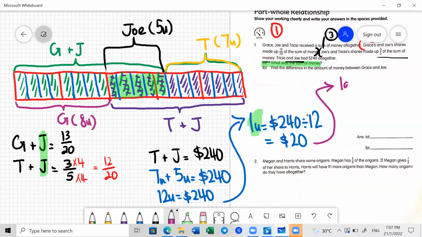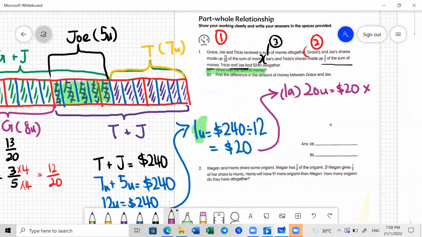Now, we look at 1A. We know already the sum of the money is 20 units. Agree? 20 units equals 20 times 20, which is equal to $400. You understand what I'm trying to say? So therefore, your answer for A must be equal to $400. You are at the answer. Now, once you are done with that, you can go on to 1B.